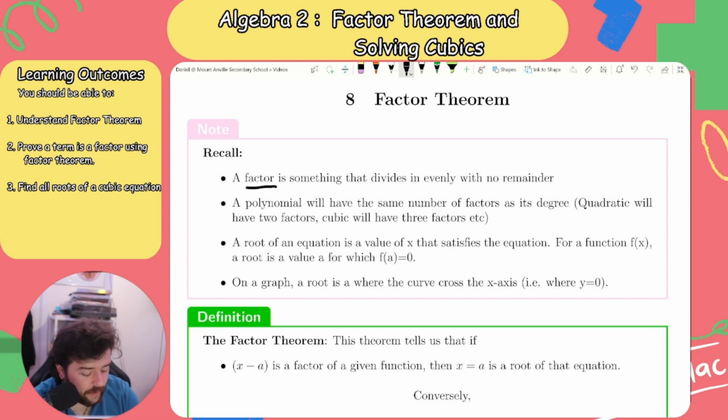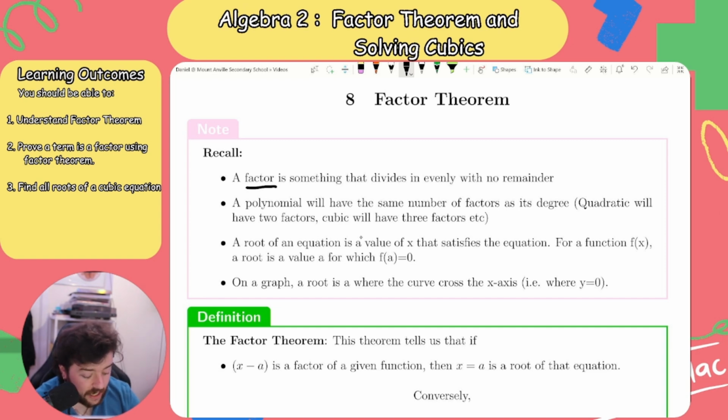A polynomial will have the same number of factors as its degree. Remember, the degree of a polynomial is the highest power. For a quadratic, x squared is the highest power, so 2 is its degree. So a quadratic will have 2 factors, a cubic will have 3 factors or 3 solutions, etc.